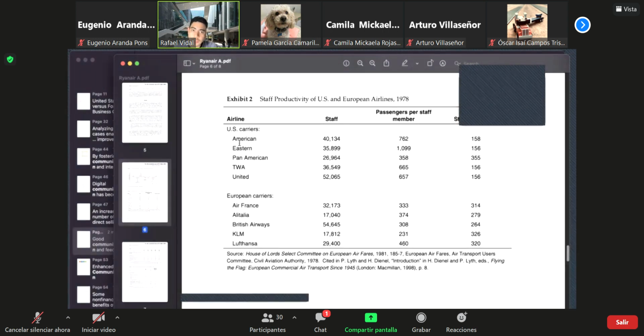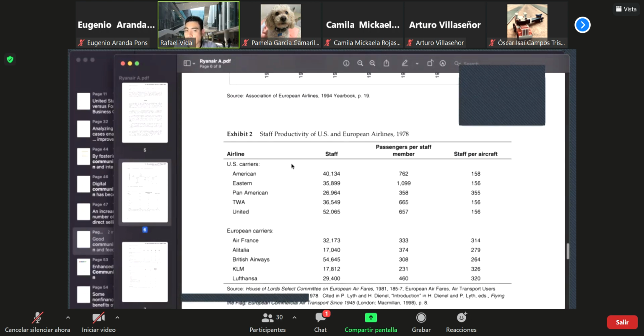Well, if you don't know what airline is similar to Ryanair, and actually it doesn't say, you can take the average of the United States airlines. So you can assume that the average productivity of United States airlines is the same as Ryanair's productivity, because they are similar if you read the case. So I'm just going to calculate it with my calculator to find the average of this.